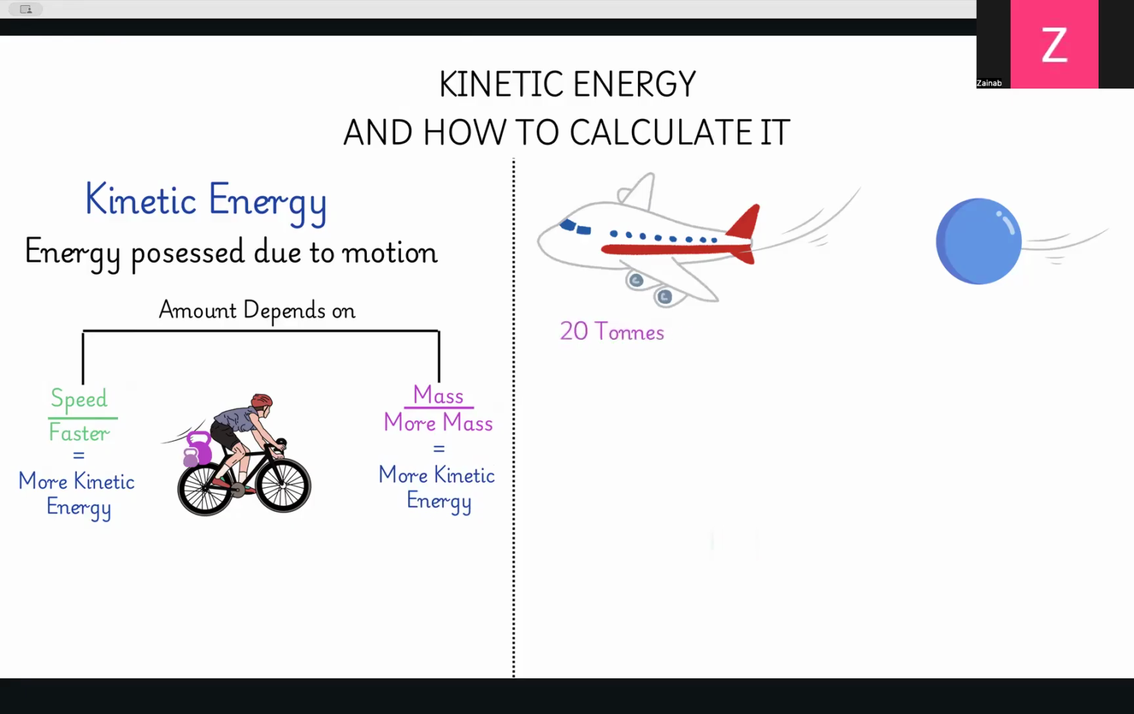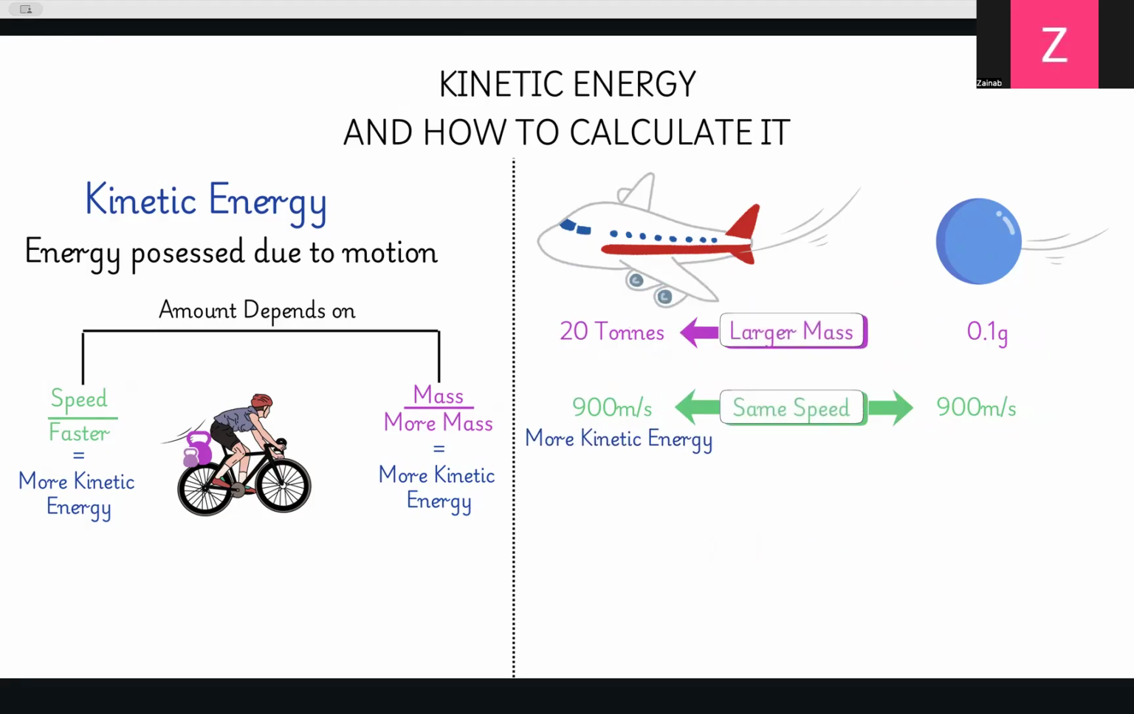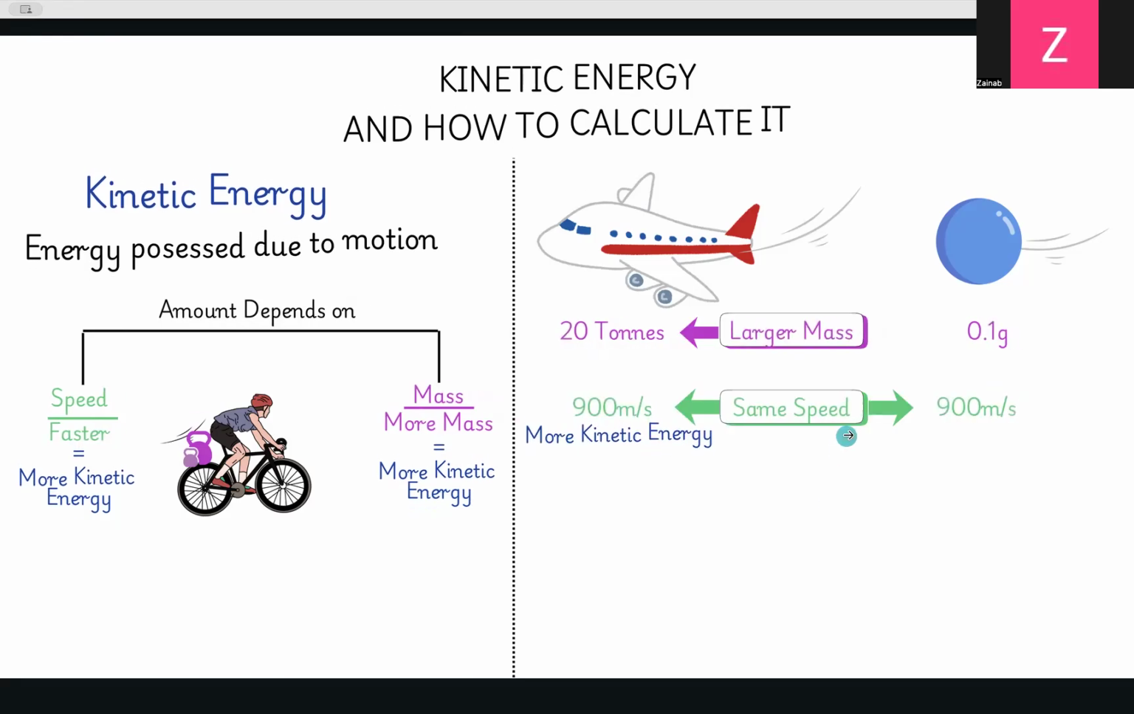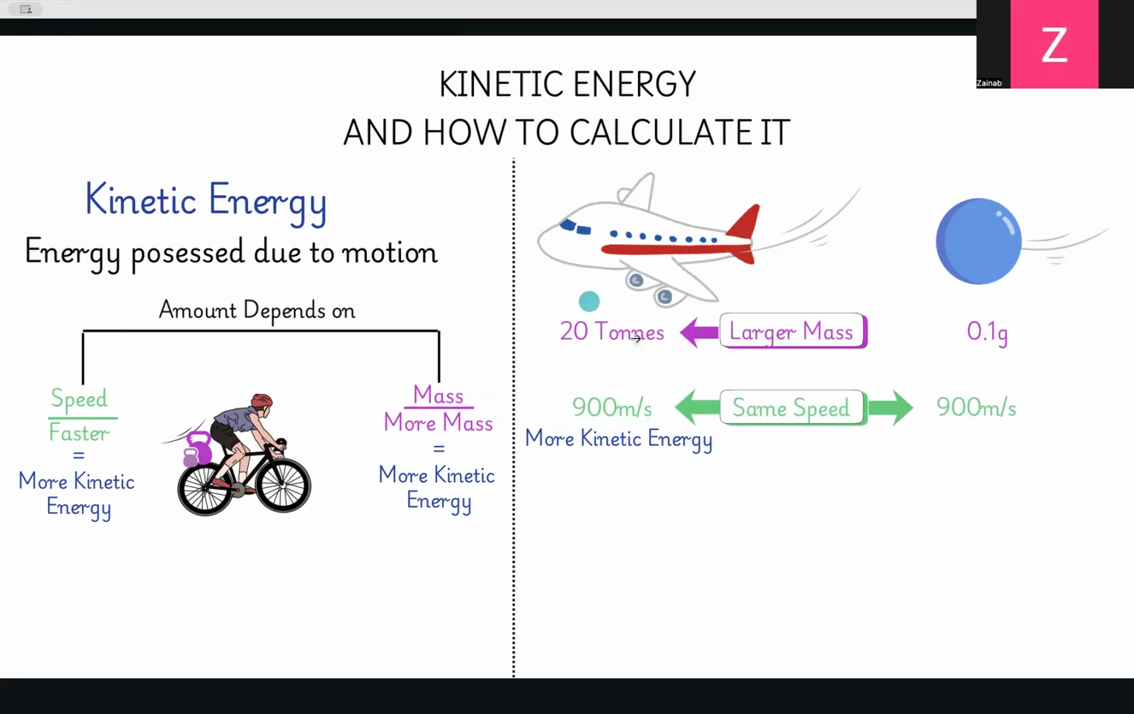Now, we're going to also look at, for example, if this plane was 20 tons and this was 0.1 grams, and they were both moving at 900 meters per second, then we're going to look at which one has more kinetic energy. Now, here, the masses are different, but the speeds are the same. And so we know that this plane is going to have more kinetic energy because it has a greater mass.